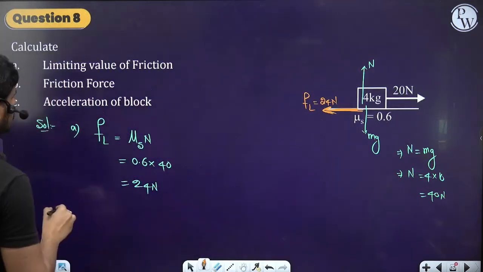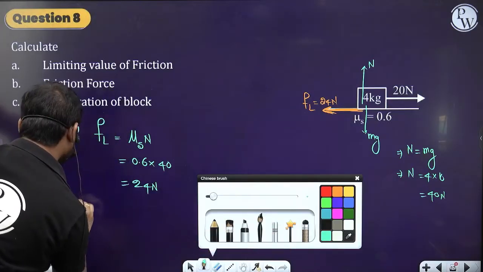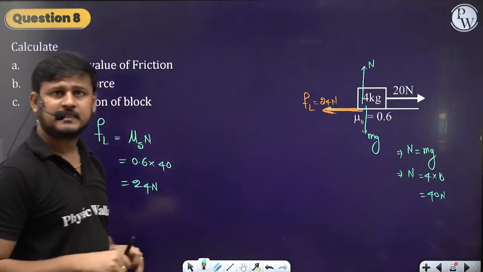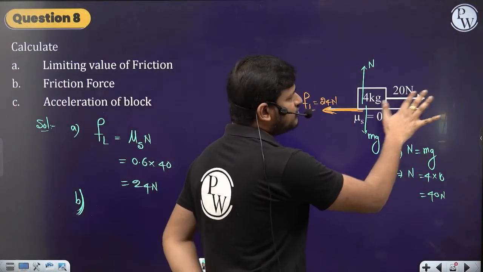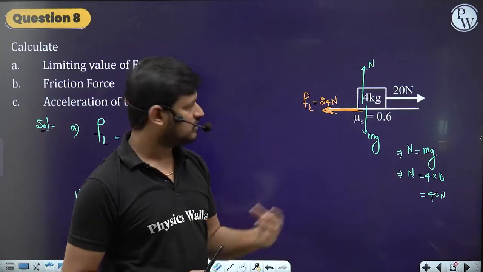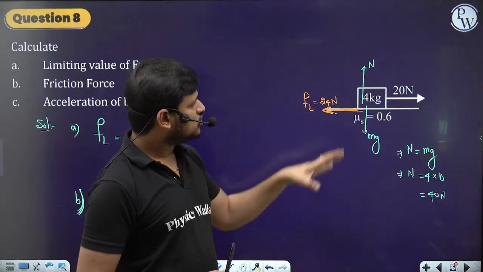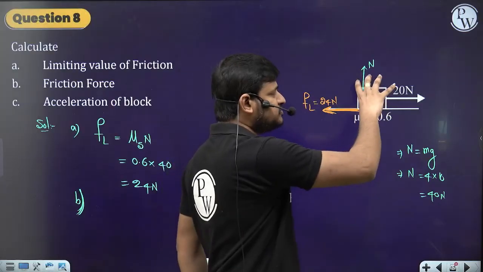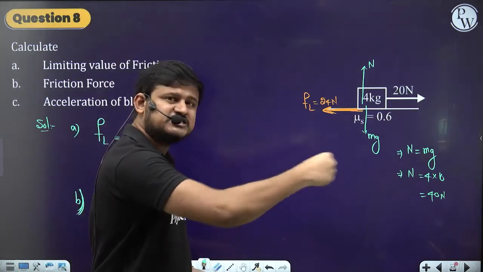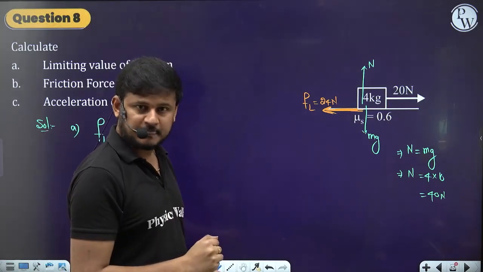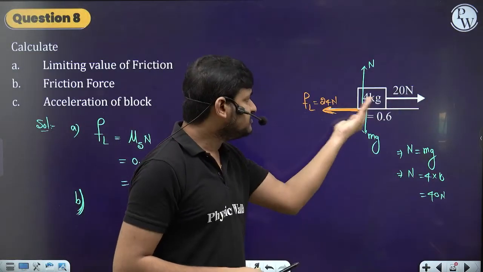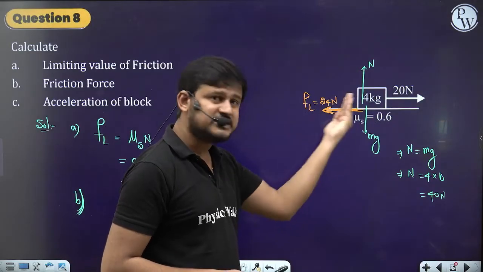Now coming to, what is the friction force? The B question, understand carefully. See, on the body 20 newtons is acting, right? And the limiting friction is 24 newtons. If you place the object on a horizontal surface and you are applying 20 newtons force, the object is not moving, right? But here, if you see, 24 newtons this side, 20 newtons this side, which would mean the object moves to the left.